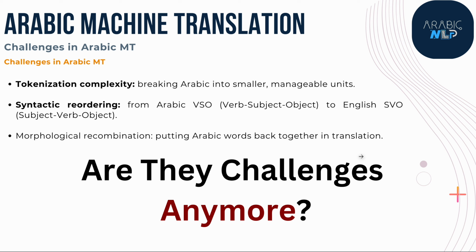One key challenge is tokenization, breaking down complex Arabic words into simpler units for processing. Another is syntactic reordering, and this is very important, especially when translating Arabic verb-subject-object structures into English subject-verb-object structures. Also, after translating into Arabic, we need to recombine the parts into grammatically correct forms. Okay, this is a process we call detokenization.